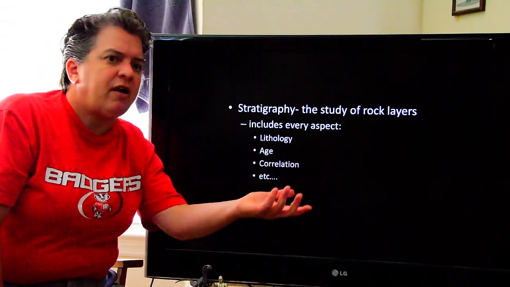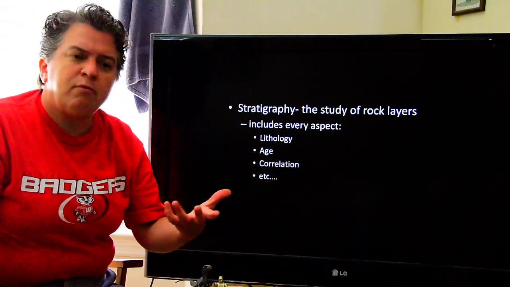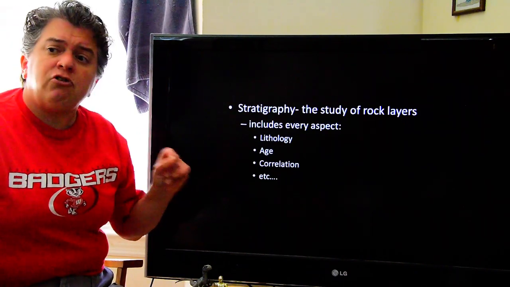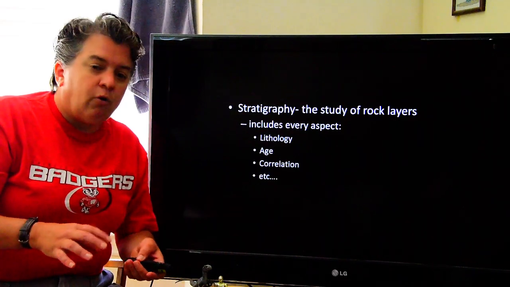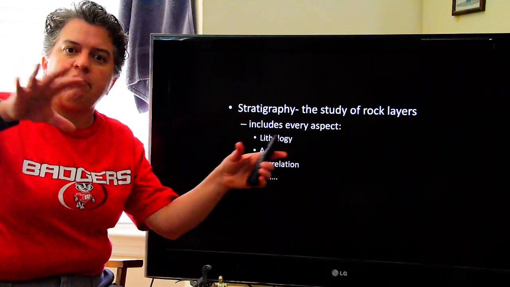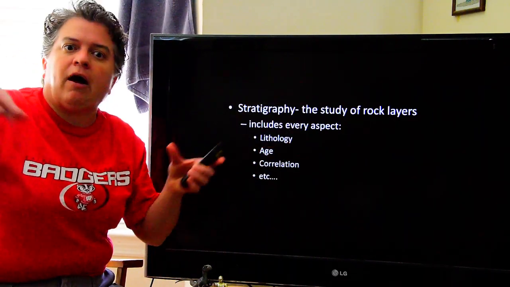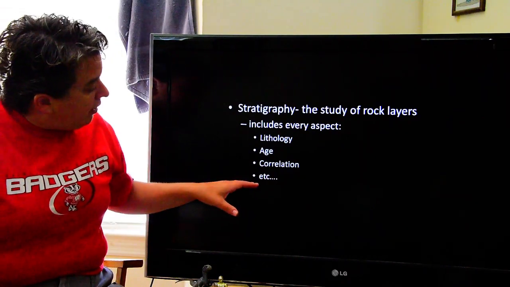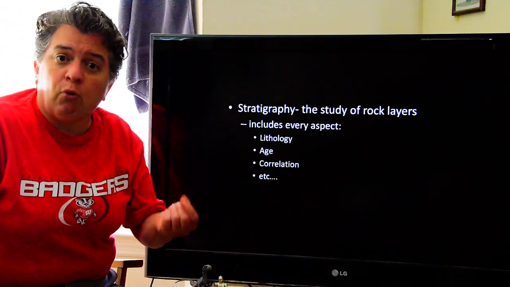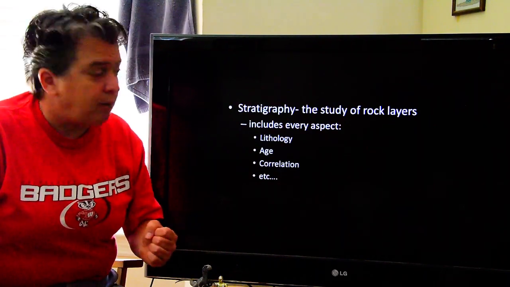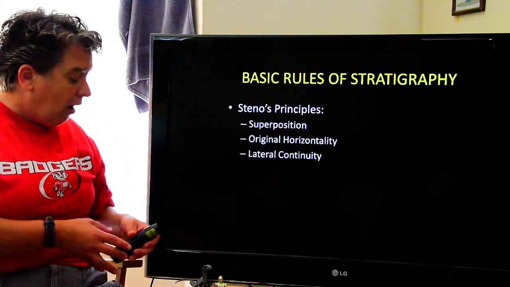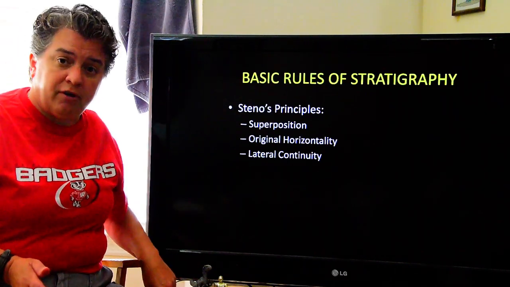You know, is it sandstone? Is it gypsum? Is it limestone? The age of it, and correlation. Correlation is comparing these rock layers to surrounding ones, and anything else that's an important characteristic of that layer of sedimentary rock. Now there are some basic rules in stratigraphy.